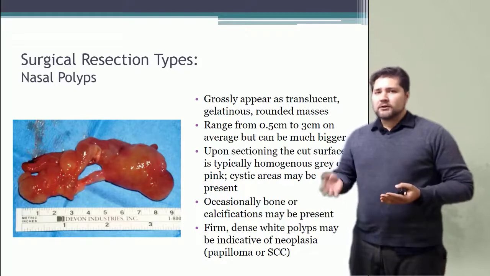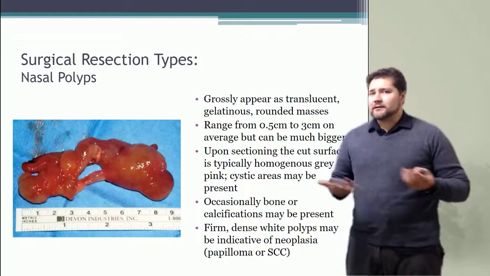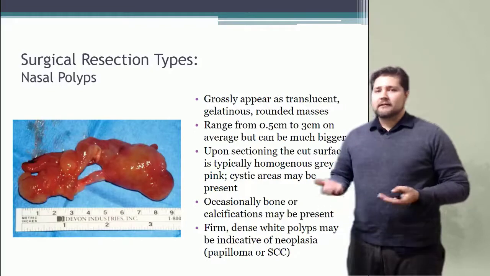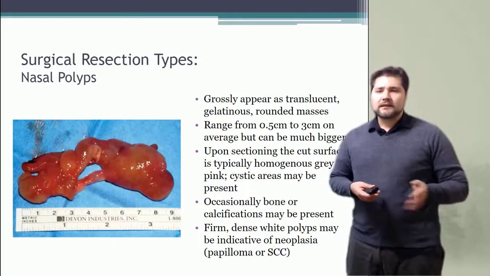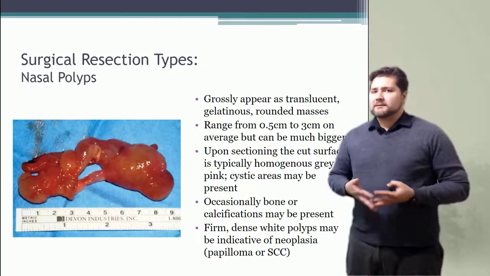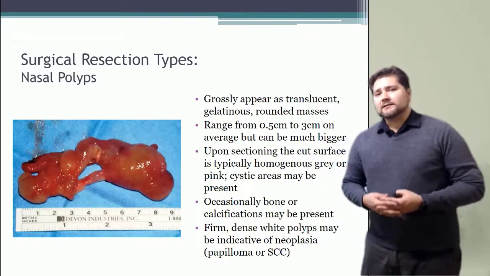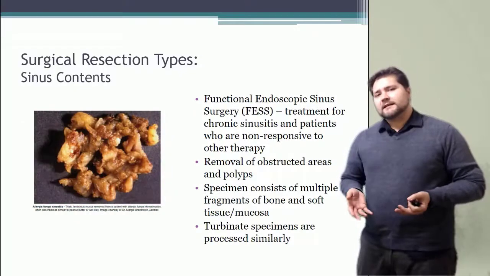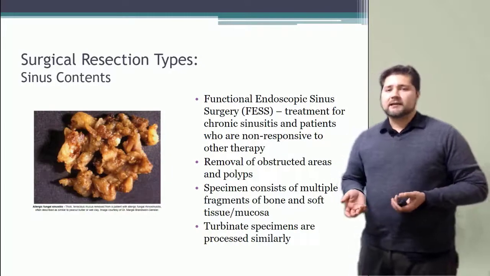If you can find the margin on these, go ahead and ink it just in case. Better to do that before you section it rather than afterwards finding a tumor. And then you can serially section it. And if there's cancer, you can measure the lesion or submit the specimen entirely, depending on the size of the specimen. So sinus contents are a specimen that you're probably going to see commonly in the lab.